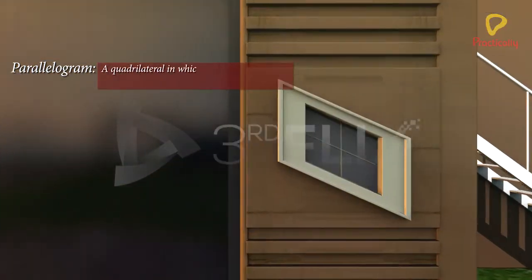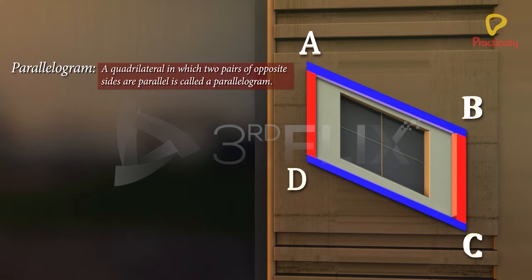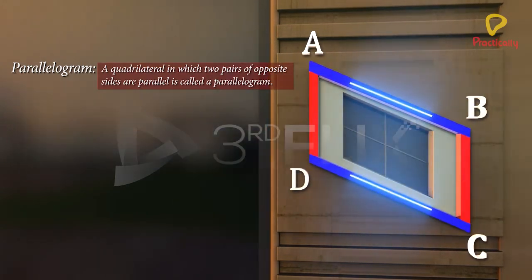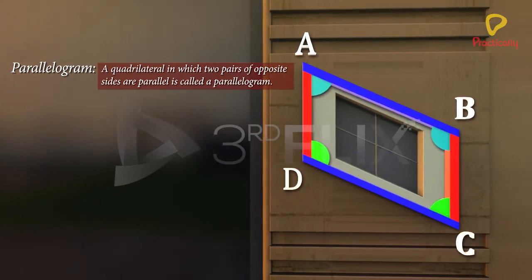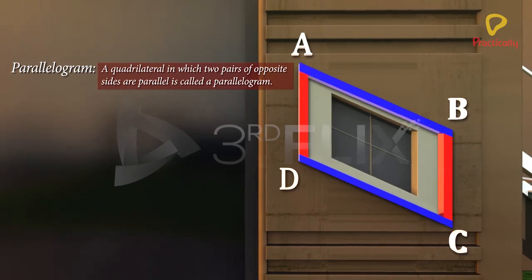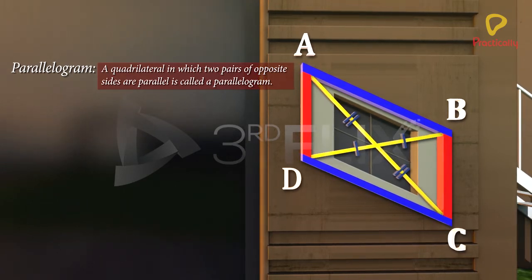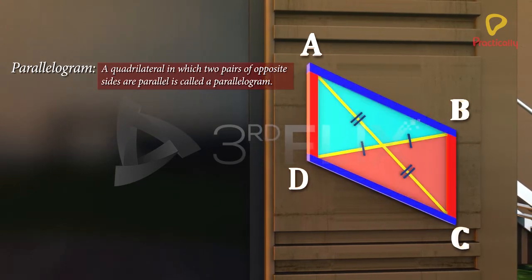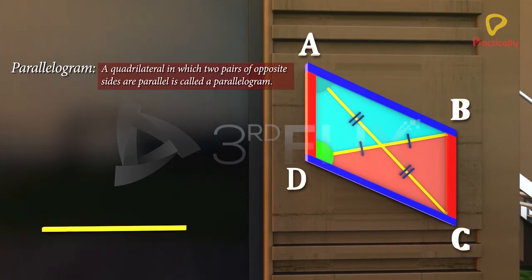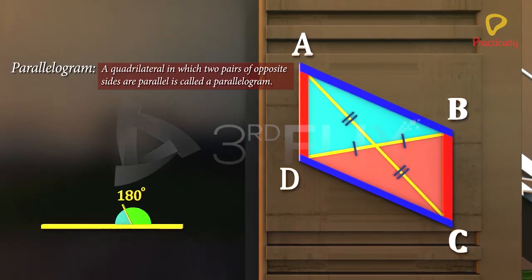Parallelogram. A quadrilateral in which 2 pairs of opposite sides are parallel is called a parallelogram. In a parallelogram, opposite sides are equal. Opposite angles are equal. The diagonals are different and bisect each other. Each diagonal divides it into 2 congruent triangles. Any 2 adjacent angles have their sum equal to 180 degrees. That is, they are supplementary.